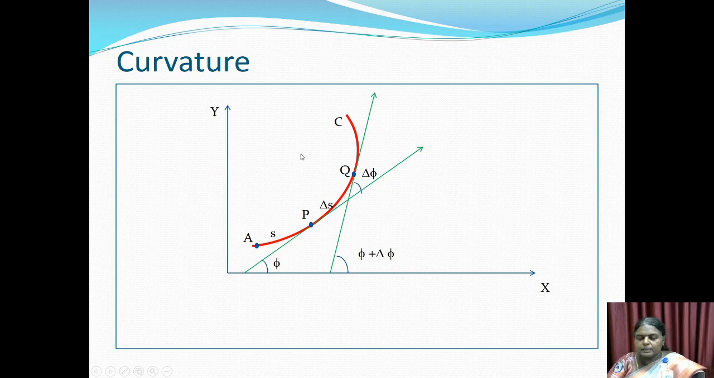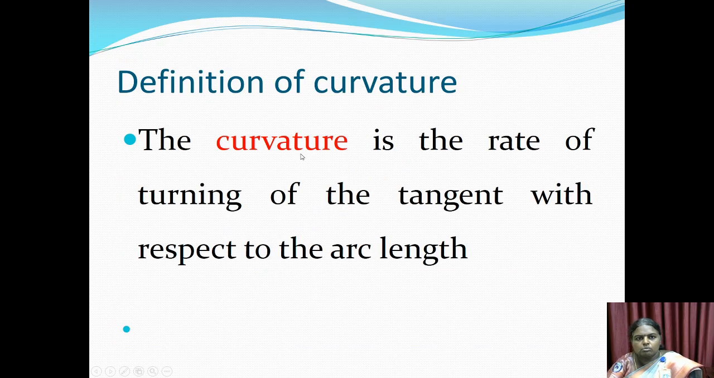With this representation, now let us give a mathematical definition to the curvature. The curvature is the rate of turning of the tangent. We have seen that to measure the change in direction, we have drawn tangents and seen how much the tangent turns. So the curvature is the rate of turning of the tangent with respect to the arc length, right? And now we have to give a proper formula for this.